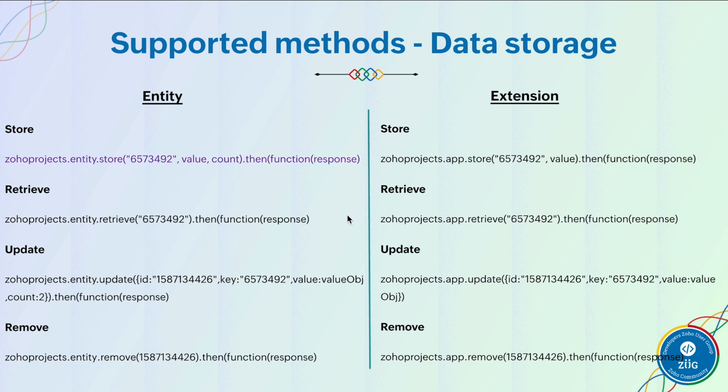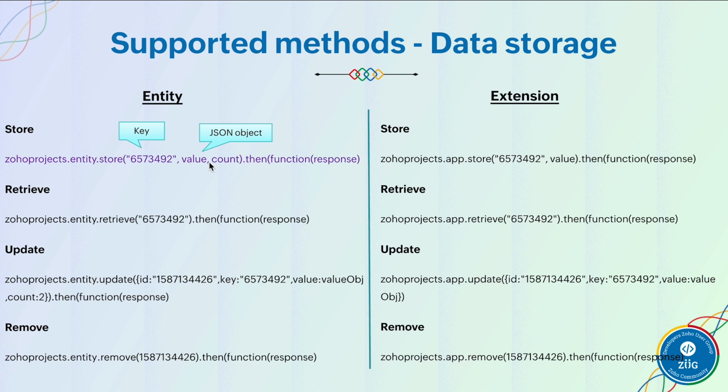That can be done using the entity.store method, as we saw earlier. So we're going to invoke ZohoProjects.entity.store, and we saw that if you want to store some data, it has to be done in a key value format. The key is going to be a unique string identifier, and the value, the data that's going to be stored against the key, has to be constructed in a JSON object format. This is a sample key that we provided here. You can give any unique key string identifier of your choice.